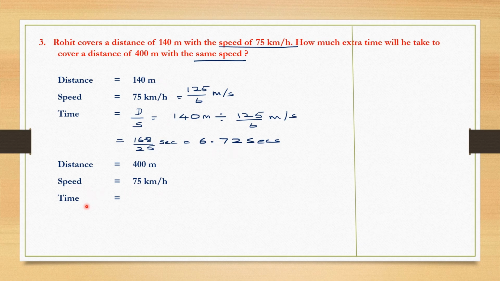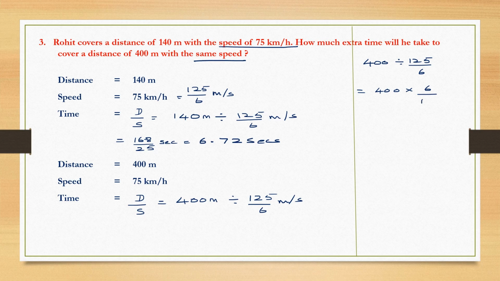Now we have to find the same thing for a distance of 400 meters by using the formula. So let's use the formula now. The formula for time is distance by speed. The distance is 400 meters divided by the speed, which is given to us as 75 kilometers per hour, which we converted to meter per second, 125 by 6. We can use the same thing. So divided by 125 by 6 meter per second. So now let's do this calculation. 400 divided by 125 by 6. So this will be 400 into 6 by 125.